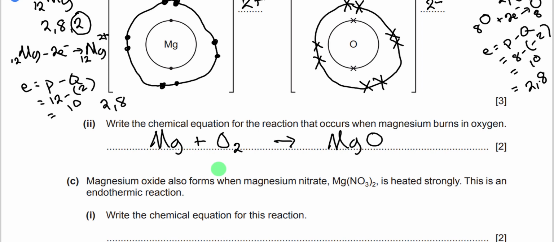Now balance. How many atoms of magnesium do you have here? 1. How many do you have here? 1. How many oxygen atoms do you have here? 2. How many do you have here? 1. So what do we do? We multiply by 2. We balance the equation using a coefficient. Now that we multiply this by 2, it has affected the number of magnesium atoms on the right hand side. So we also multiply this by 2, and everything is balanced.